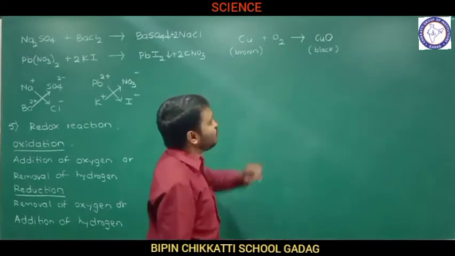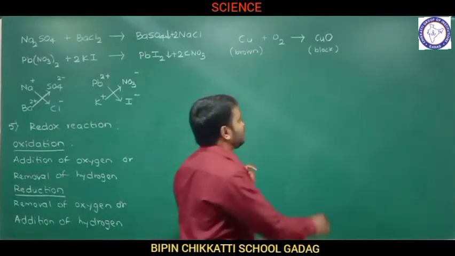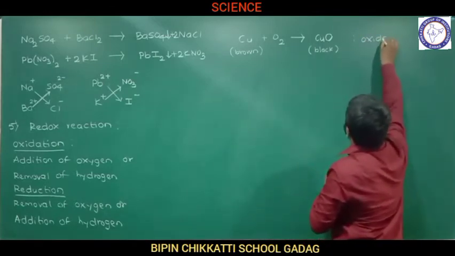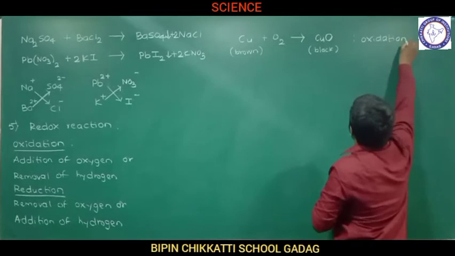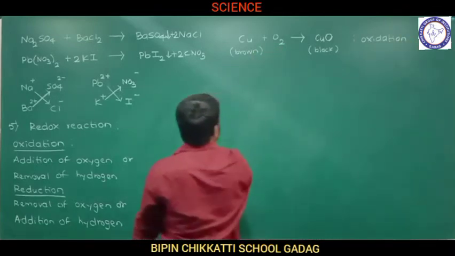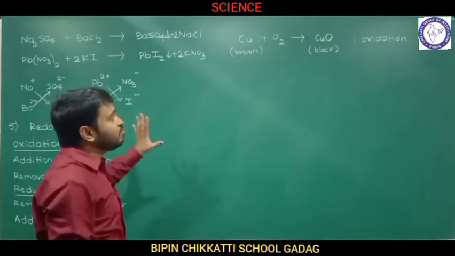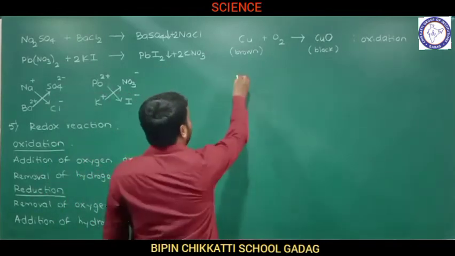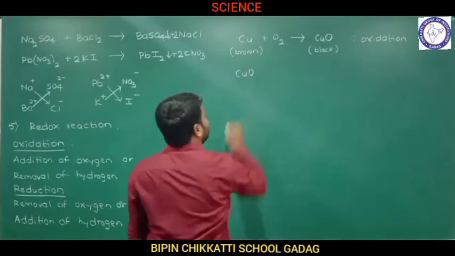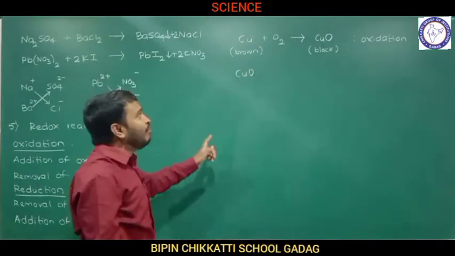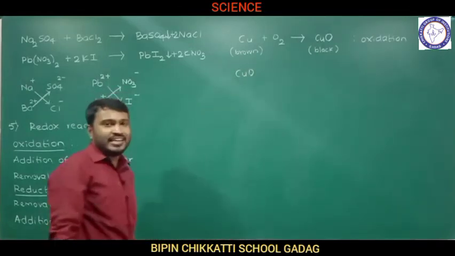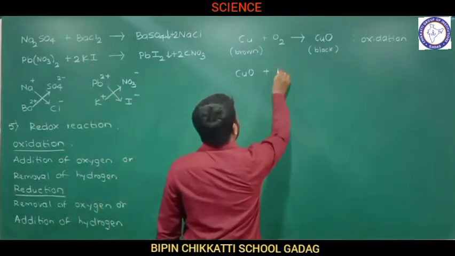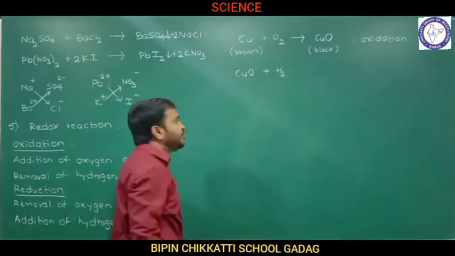So this reaction is oxidation. And remember, for your reference, I am going to consider this oxidation. Why oxidation? Because oxygen is going to be added here. Now just remember, this process is reversible. If I consider the black colored CuO and I want the brown colored copper back, that is a reversible process. So I will pass hydrogen gas over CuO.